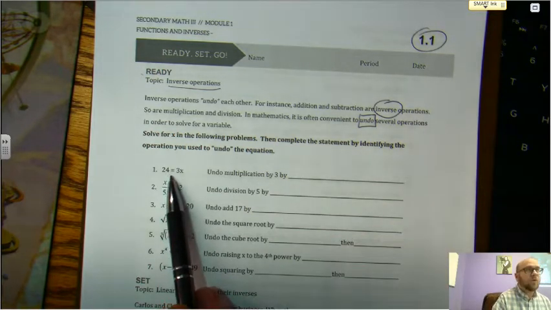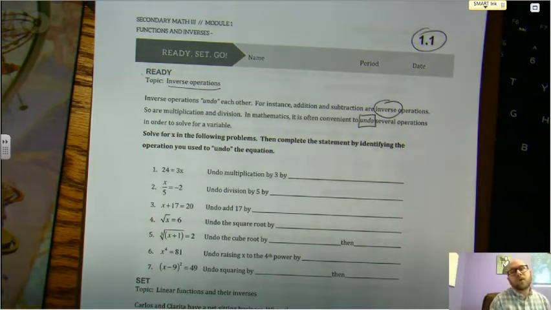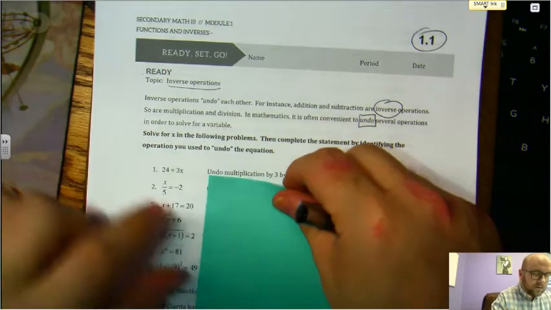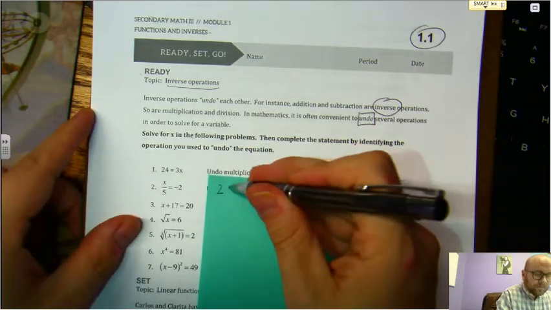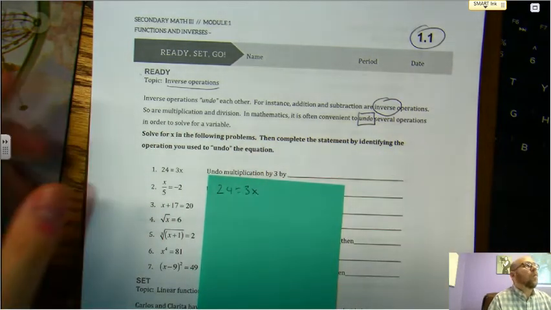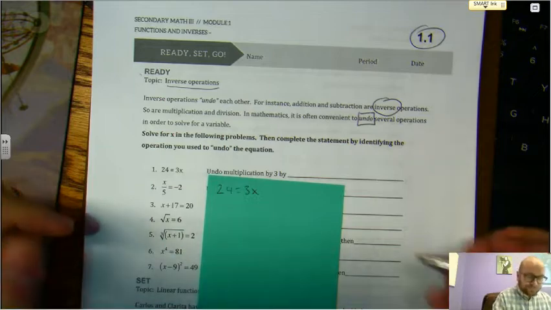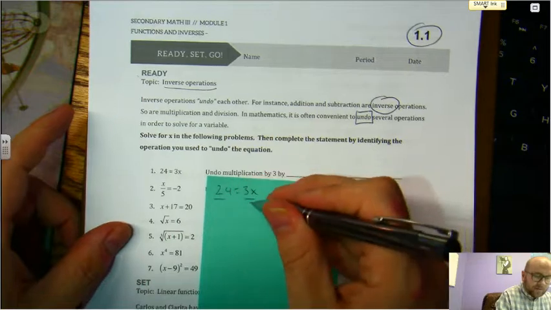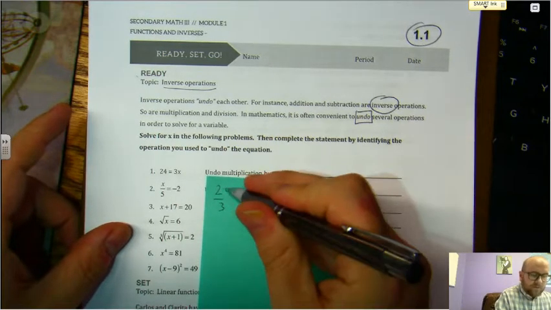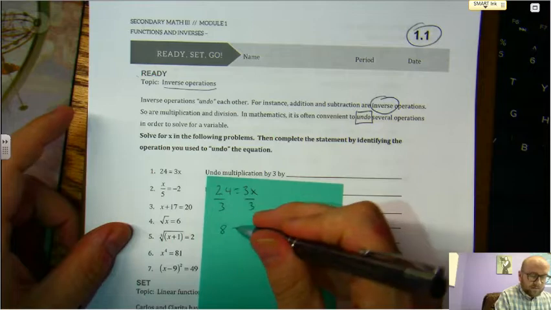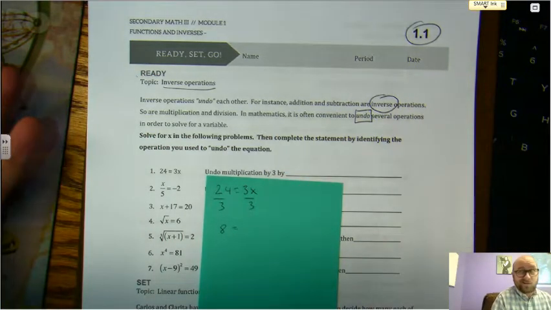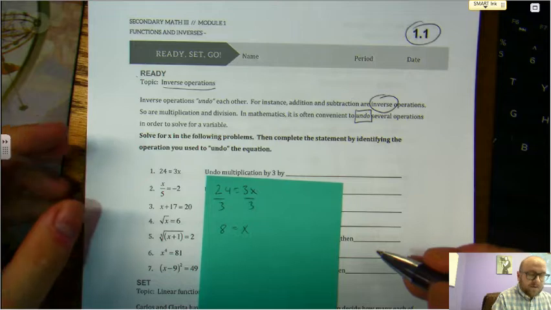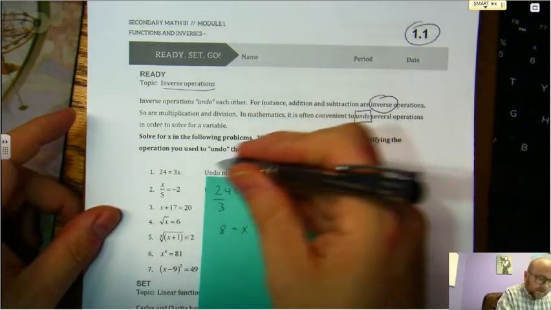Number one says 24 equals 3x. So it's going to be important for us to undo that operation. So when we're looking at 24 equals 3x, what do we do to undo this operation? Well, we want to get x by itself. To undo that, we would have to divide by 3. When we divide by 3, 24 divided by 3 is 8. 3 divided by 3 is 1. That's why we did it. It's undone now. And so 8 equals x. So we know that x equals 8 here.